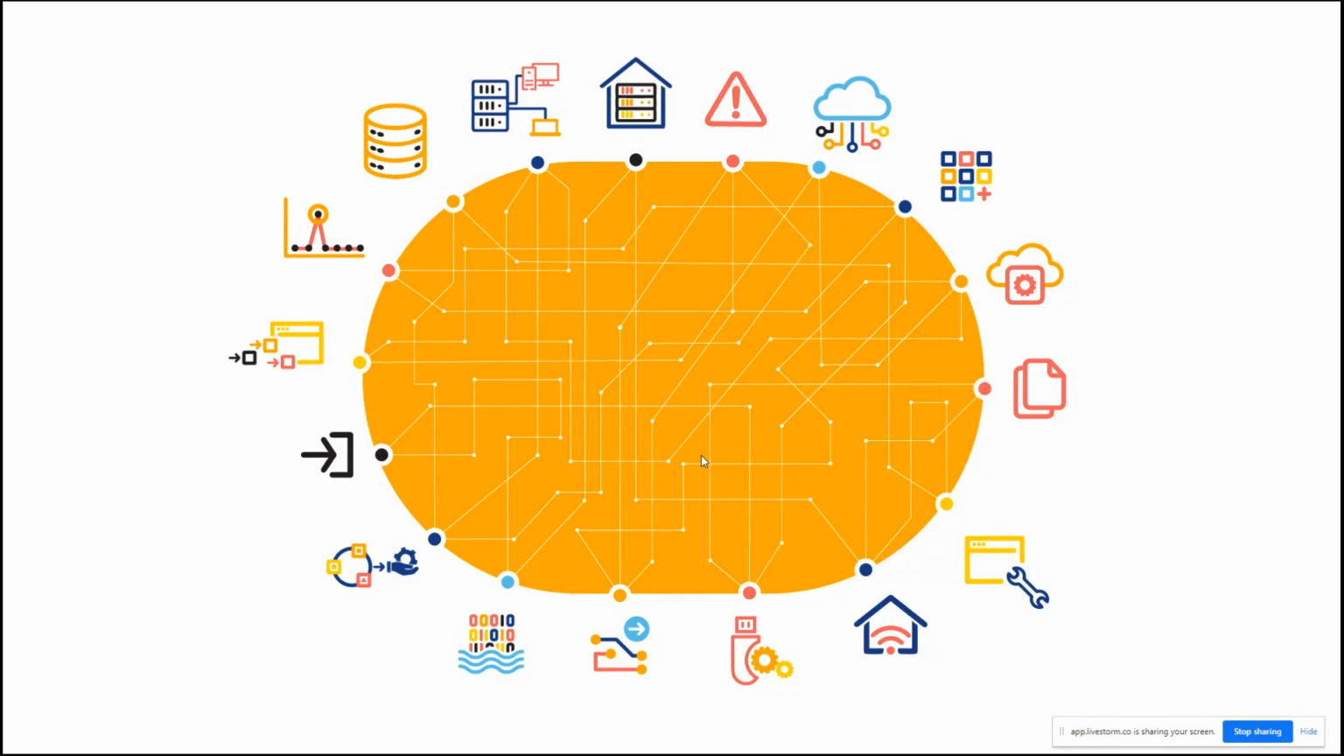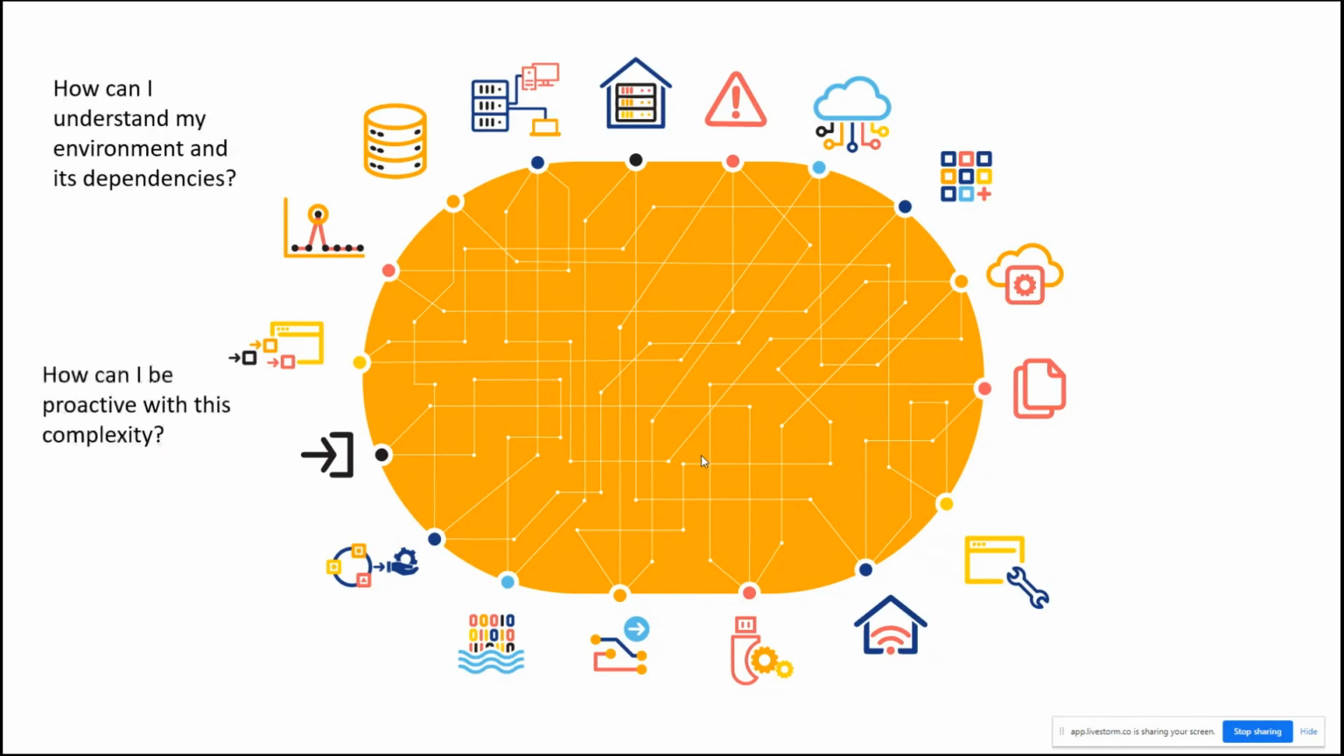Increasingly, these systems interact in some way, and that creates a massive challenge with regards to understanding what's really going on. So we see customers facing the pain of understanding the environment and its dependencies. How can they actually be proactive with this complexity? A lot of our customers struggle with setting static thresholds in traditional monitoring tools, ending up with a bombardment of alerts, which really doesn't work in a modern world.